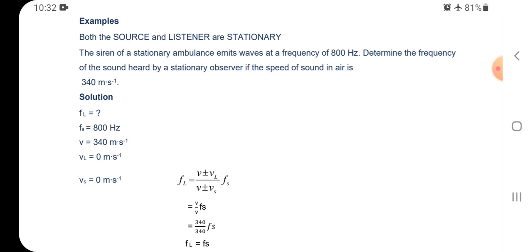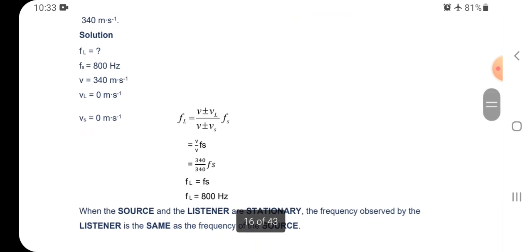If the speed of sound in air is 340 and the frequency of the source is 800. Here, V is the speed of sound in m/s. If it's just V and not VL or VS, it is the speed of sound in the medium. Now they are both standing still, so the speed of the listener is 0 and the speed of the source is 0 because they're standing still.